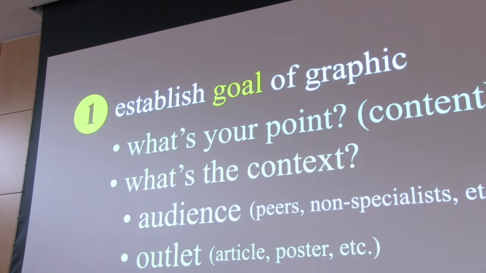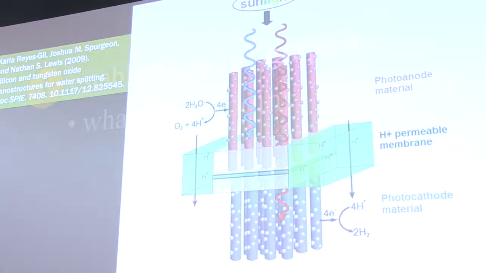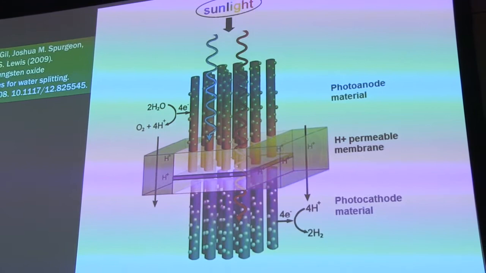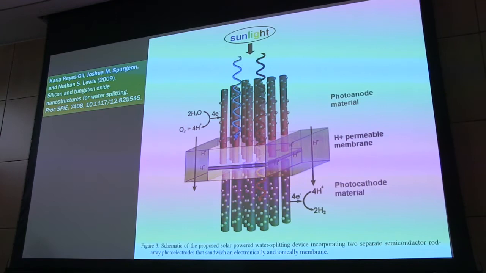Let's return to step one, establishing the goal of your graphic, keeping your audience and your outlet in mind. Here's a figure published by Carla Reyes-Gill, Joshua Spurgeon, and Nathan Lewis. It's a schematic of a material that their lab developed to mimic photosynthesis. This image is perfectly serviceable in the context of a scientific paper. The goal is clear. Show the components of the nanostructure and provide a basic sense of how it works. Color is used intentionally to represent different material types, labels are legible, and the schematic isn't overwhelming.